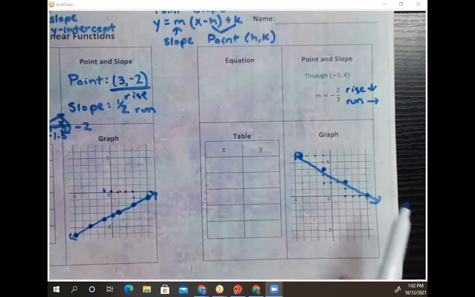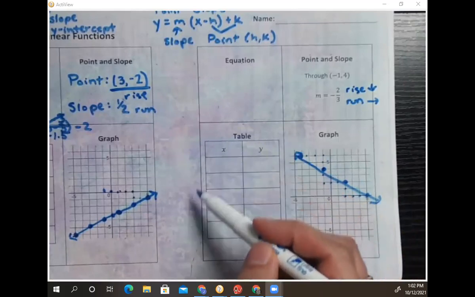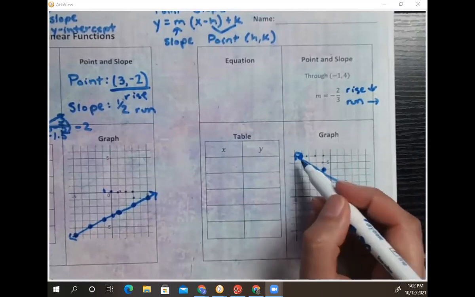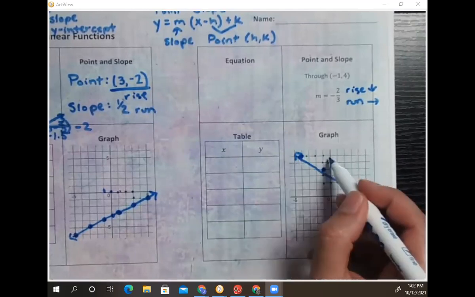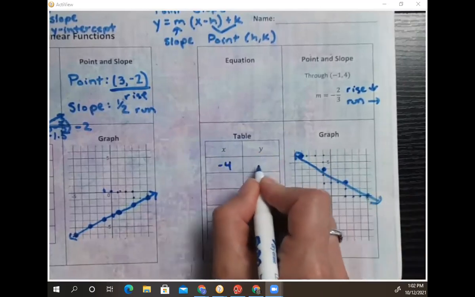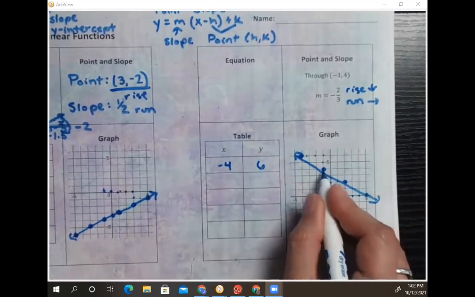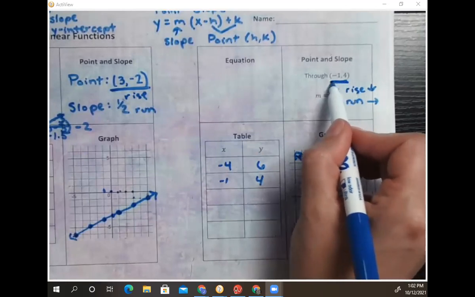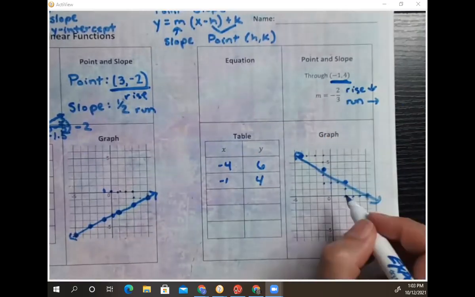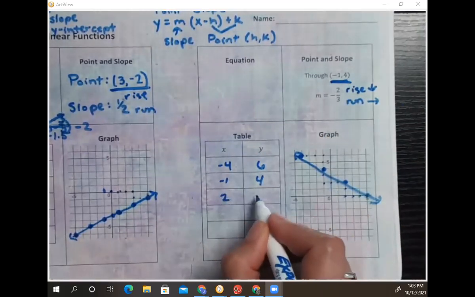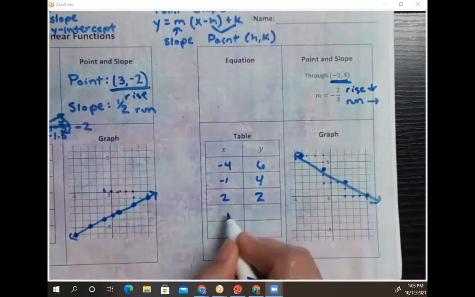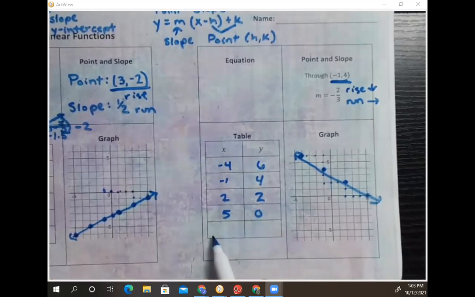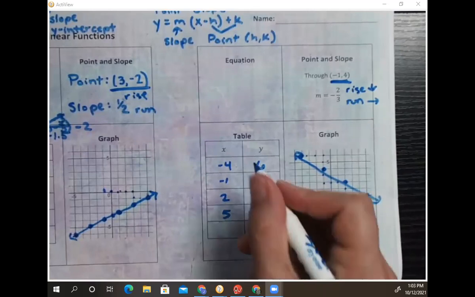I'm going to go ahead and throw these points into my table. So I've got the point -4, 6, -1, 4, which again was given to me. I've got 2, 2, and I've got 5, 0. We're going to write our function, and then we'll get one more point for our table.